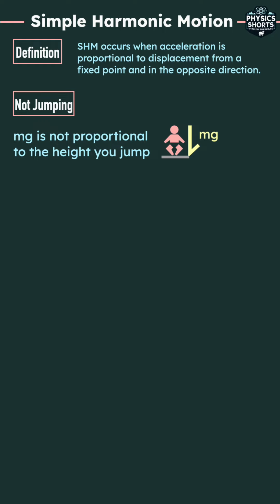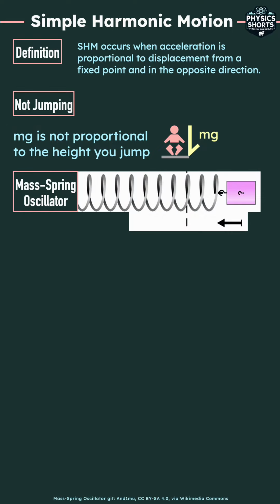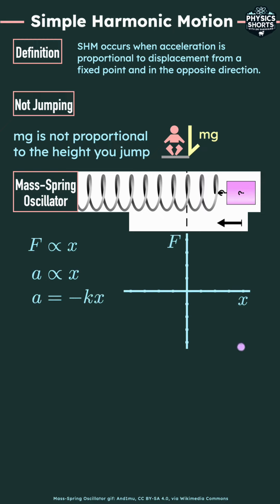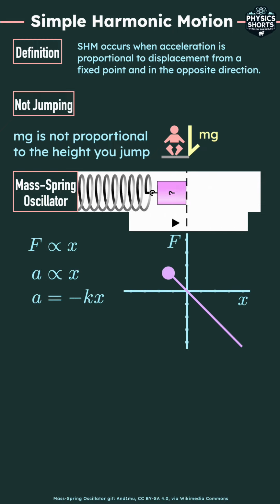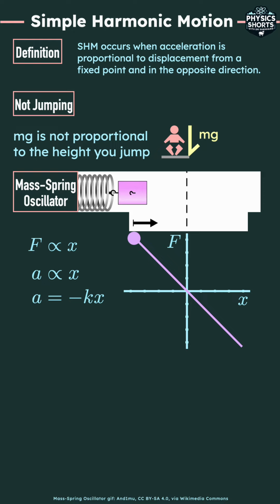We tend to think about mass spring oscillators. So for a spring, since F equals kx, force is proportional to extension of a spring and acts in a direction opposite to the direction of extension. So a mass spring oscillator can be an example of simple harmonic motion.